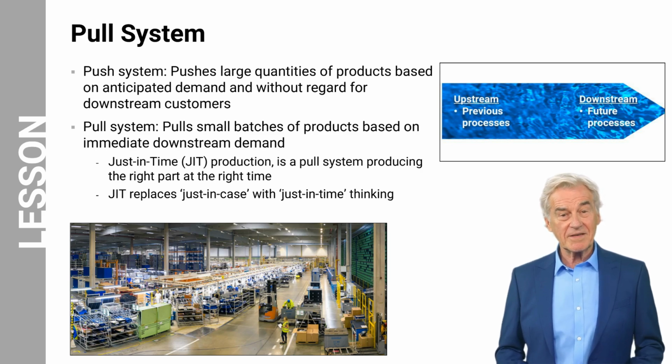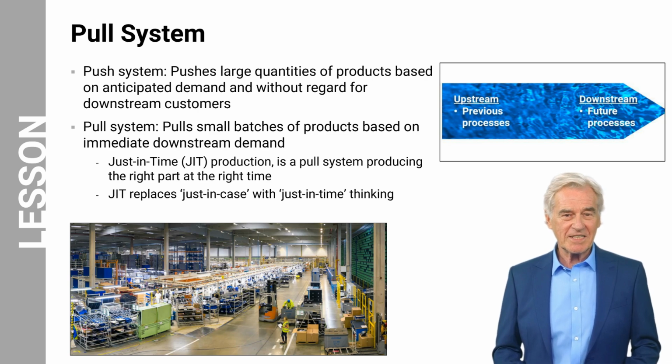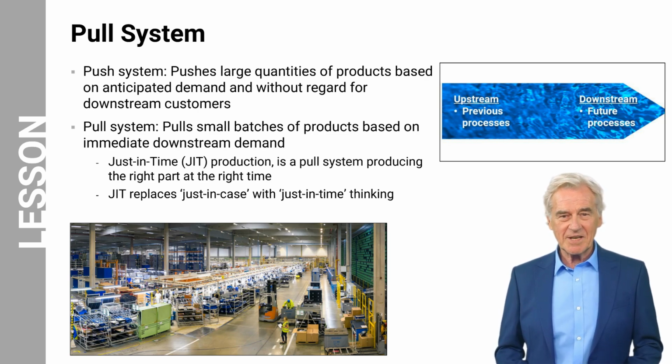delivery to the customer. A pull system, the opposite of a push system, is a more dynamic and responsive production system, where parts are produced in small batches based on immediate downstream demand. When a downstream demand is recognized, parts are pulled through production. Just-in-time, abbreviated as JIT production, coined by Toyota, is a pull production system that makes the right part at just the right time. JIT is also a way of thinking. The just-in-time mentality in lean replaces the just-in-case mentality that many companies have.